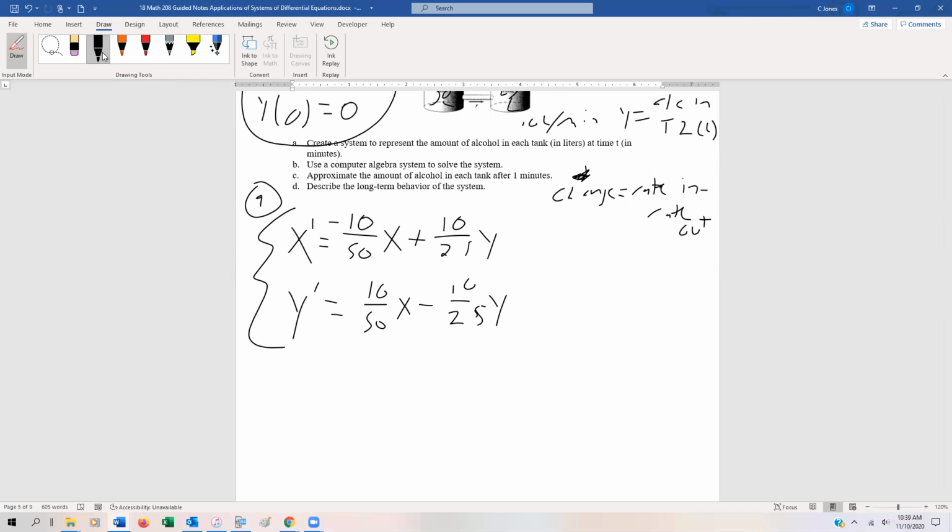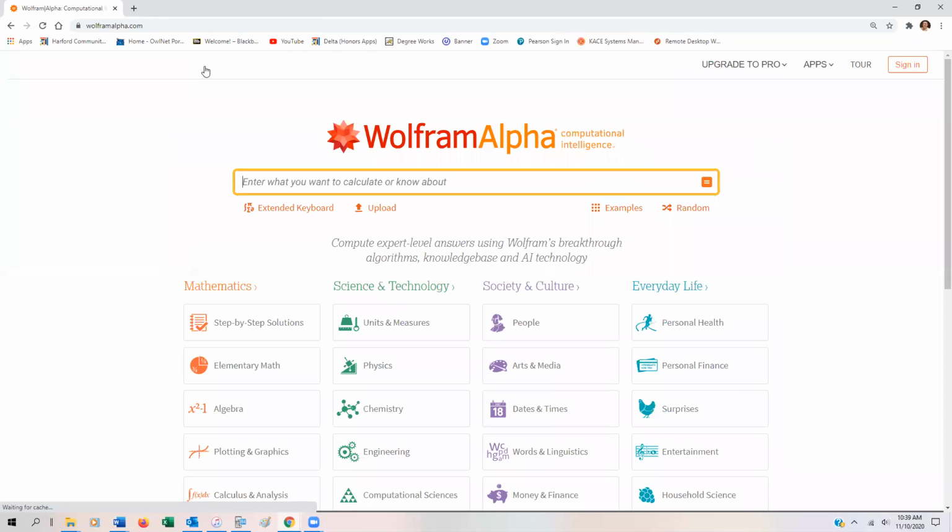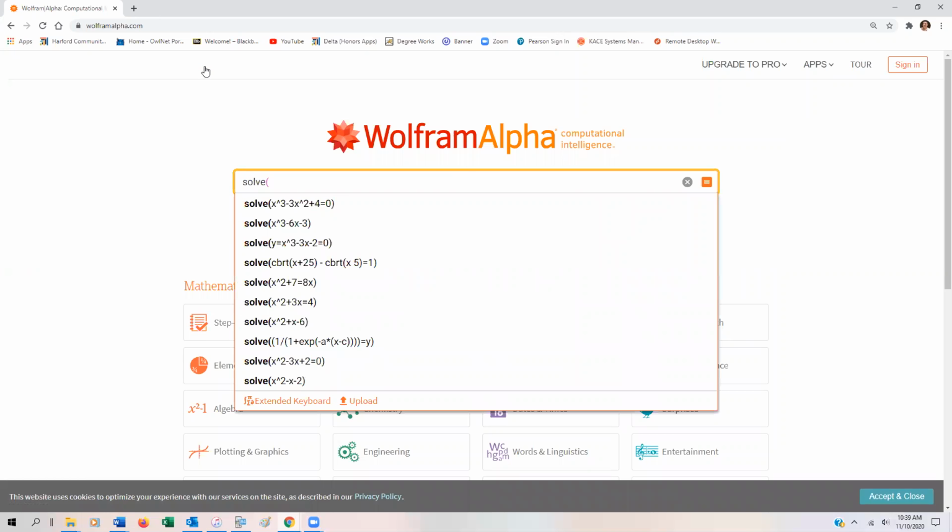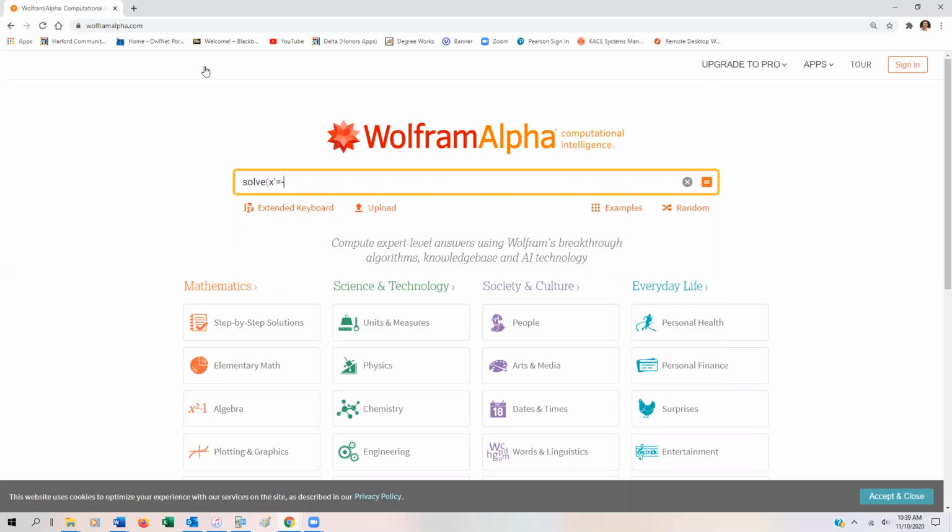All right, so we're going to go to our Wolfram Alpha and go back to our home page, and we're going to solve. So remember, we had x prime equal to negative 10 over 25 x, or 50 x, excuse me, and then we're going to have plus 10 over 25 times y. So that's our first equation in our system. And our second equation, y prime, is going to be the exact same thing, except we flip the signs around. So y prime is going to be equal to positive 10 over 50 x minus 10 over 25 y.